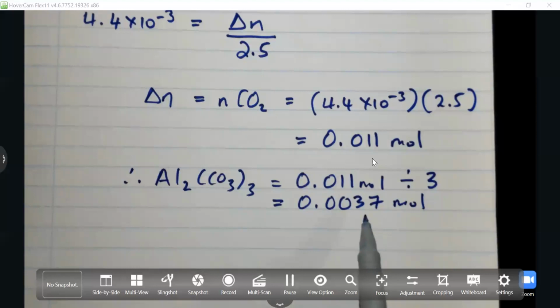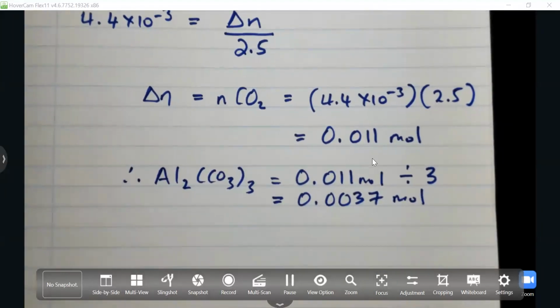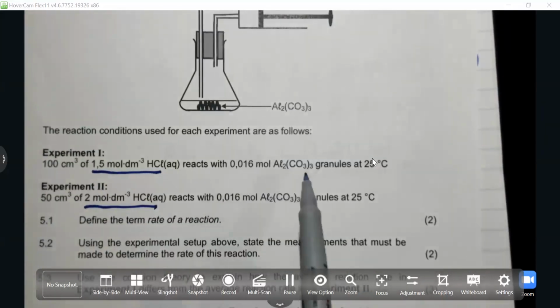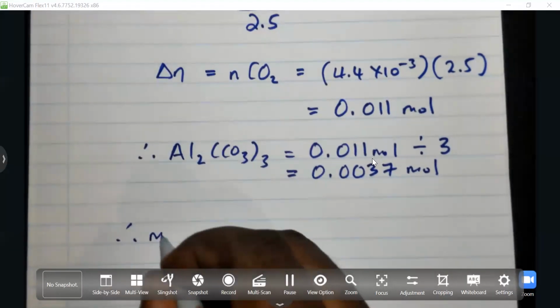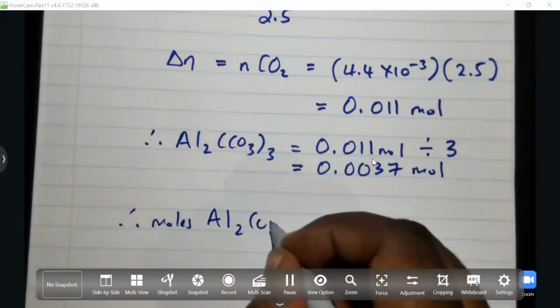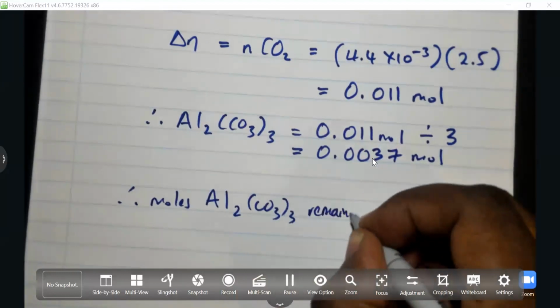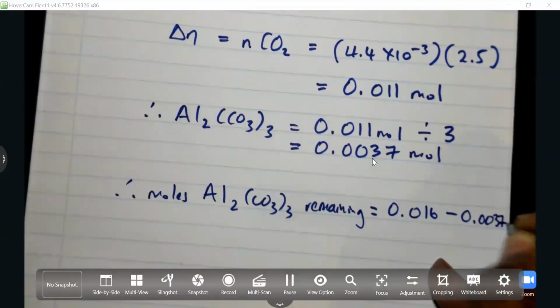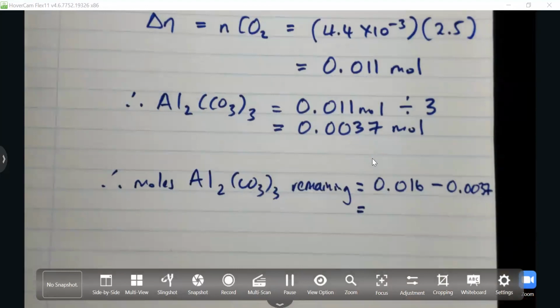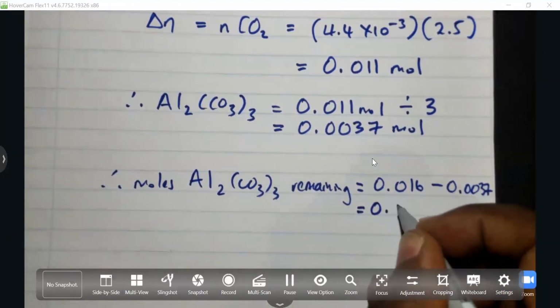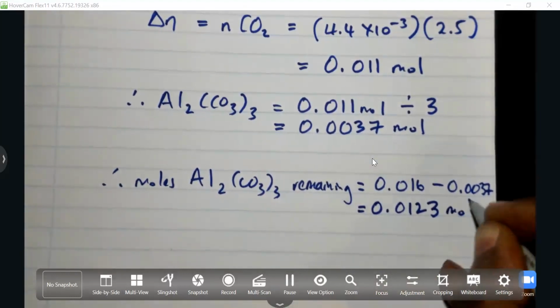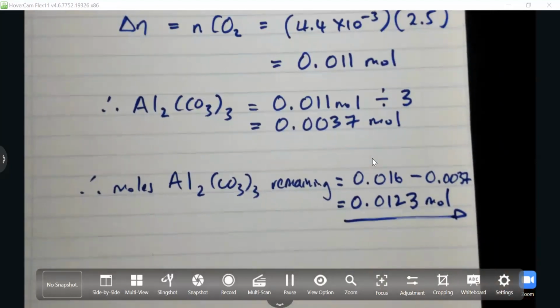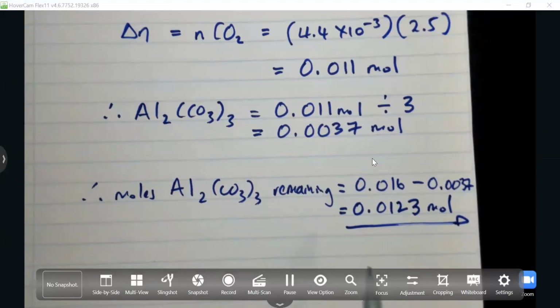And the question is asking us how many are left after those 2.5 minutes. So this is how much is used up in the reaction in those 2.5 minutes. And the question told us that we started off with 0.016. So therefore, I have 0.0123 moles. Okay. So this is if we take into consideration, or if we use CO2.